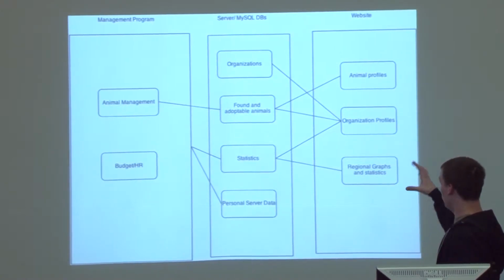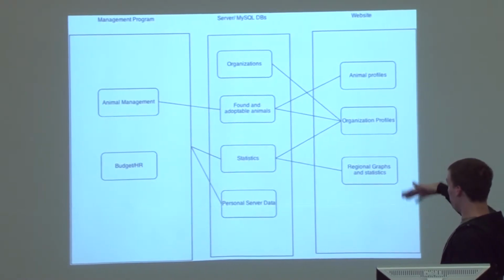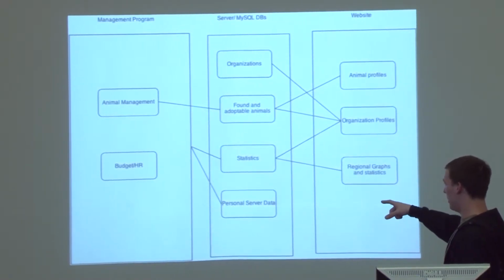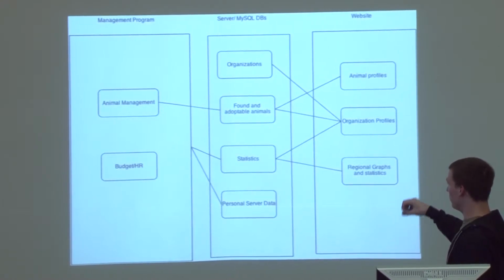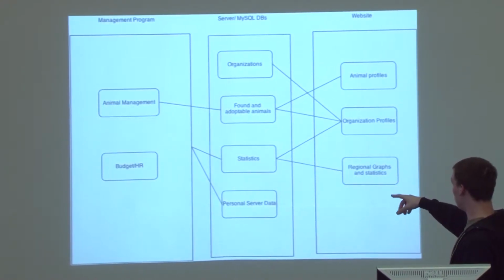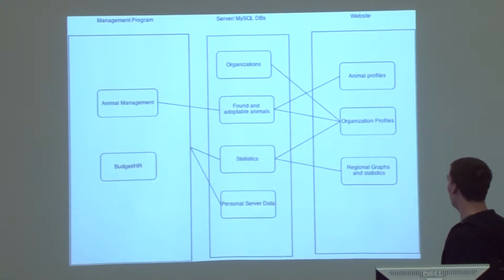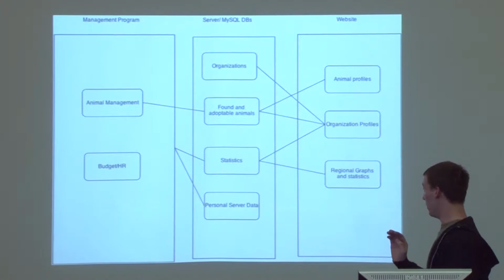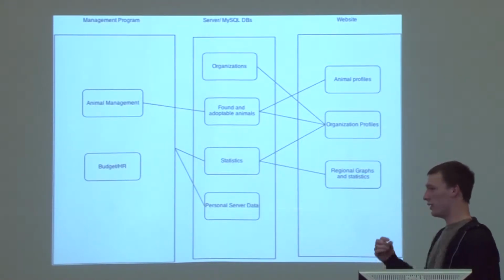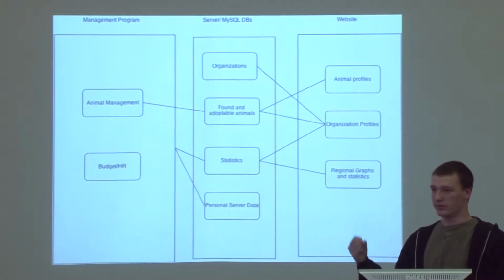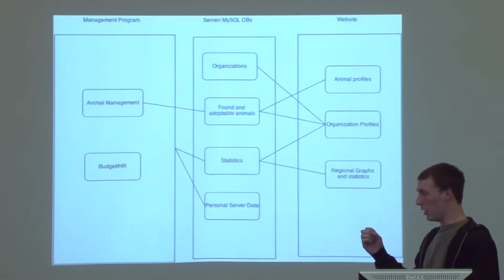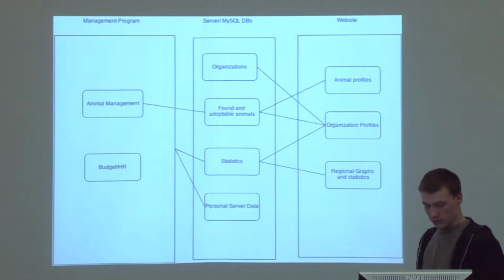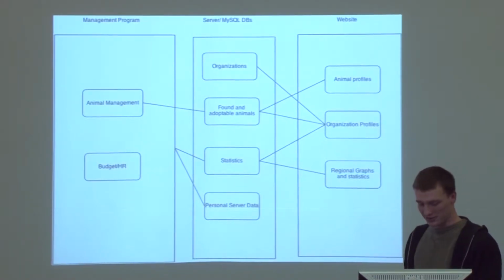And that connects to a server that's built with MySQL databases, and all that data gets saved on a personal server, and also gets compiled into statistics that can be seen on the website. And then the website has the organization profiles and the animal profiles. It's kind of like a Facebook for them, right? You see an animal at a shelter and you go, okay, I want this dog or cat or whatever. Not all of this is implemented yet. That's kind of the grand plan.